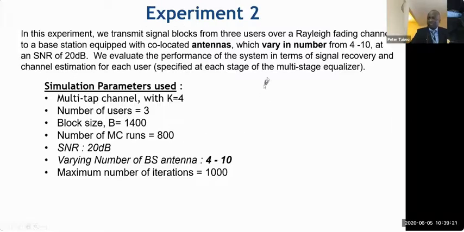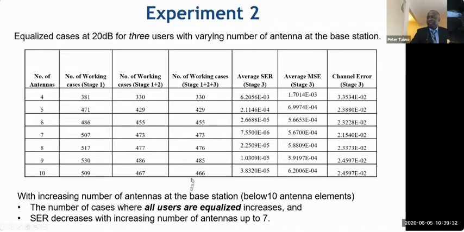In the second experiment, we decided to vary the number of antennas and see how that will affect the performance of the equalizer. We found that the working cases, which is a case whereby all the user signals are recovered, increase with increasing number of antennas until we get to 10. Between 4 and 9, as we increase the number of antennas, the number of working cases also increases. We also notice that the SCR increases up to when the antenna is 7, and then starts to drop after 7 antenna elements.